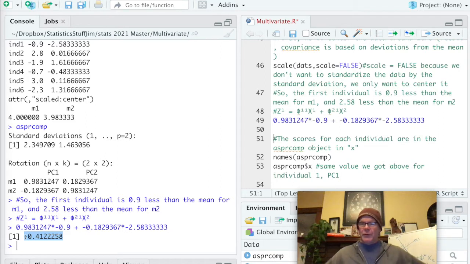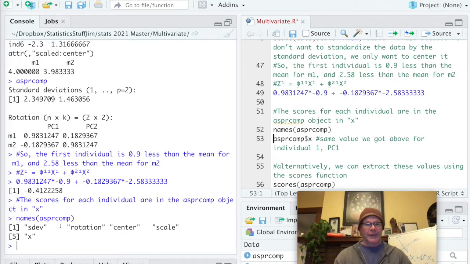You would never do this by hand. Please don't ever do this by hand. That would be such a cumbersome mess for you. If we look at the object that we created when we used the prcomp function, and just say names, it actually returns a list.